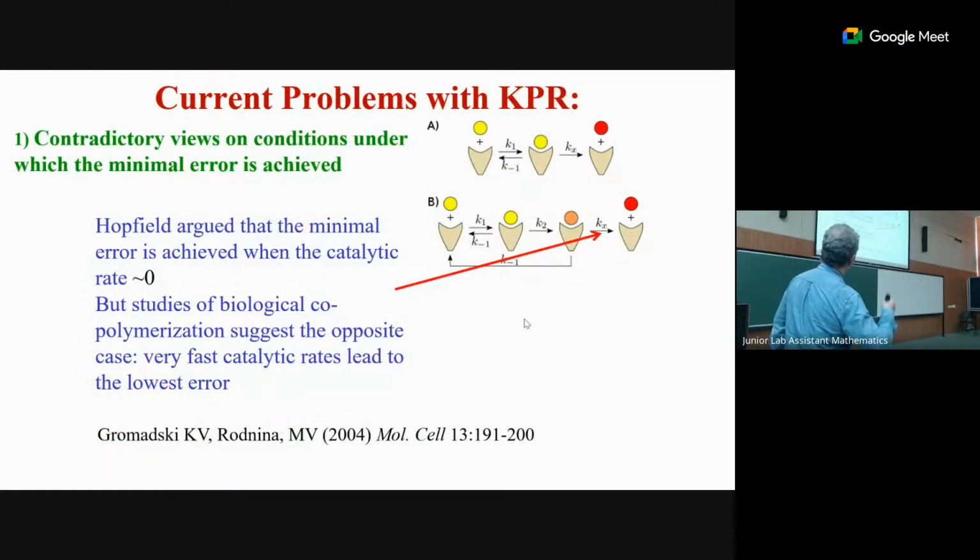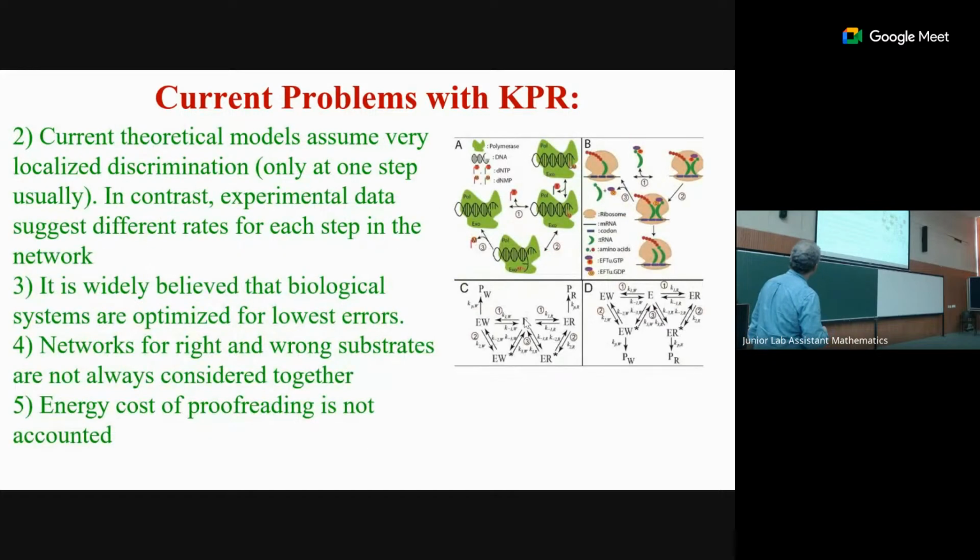Okay, there are problems. There are many problems with kinetic proofreading. People still don't understand under what conditions you might achieve the best possible minimal error. Hopfield suggested one thing, which actually was wrong. Experiments suggested other things. There are other problems with kinetic proofreading. I mentioned them here, but the most important is this one.